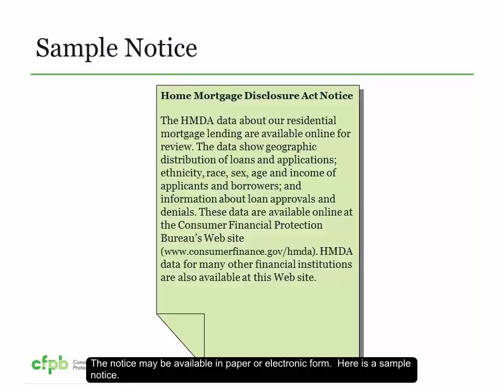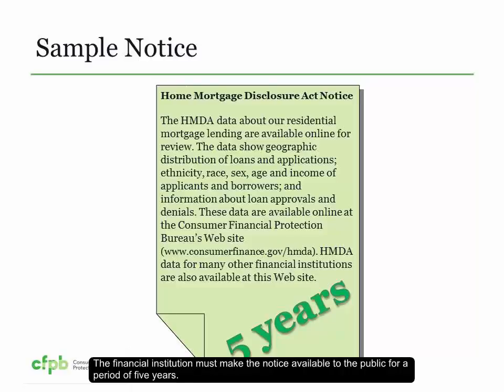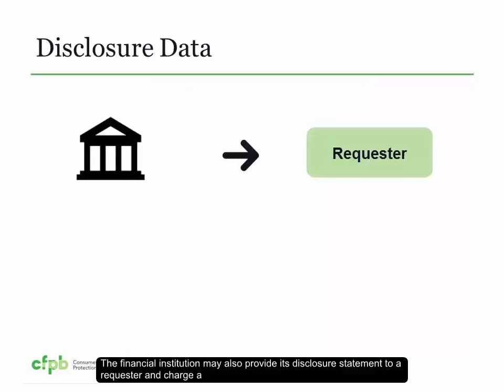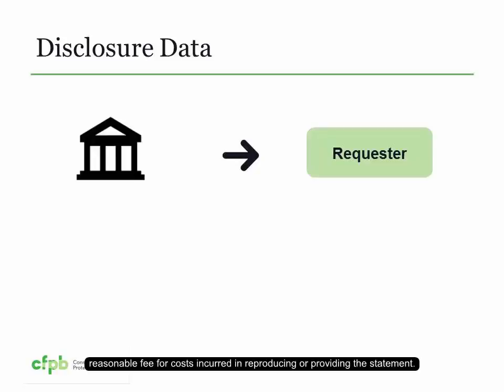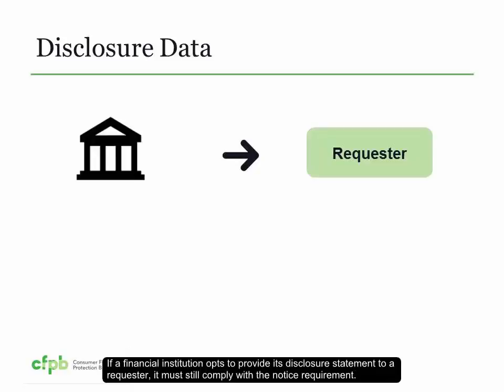Here is a sample notice. The suggested language for the notice can be found in comment 5B-3. The financial institution must make the notice available to the public for a period of 5 years. A financial institution may also provide its disclosure statement to a requester and charge a reasonable fee for costs incurred in reproducing or providing the statement. If a financial institution opts to provide its disclosure statement to a requester, it must still comply with the notice requirement.